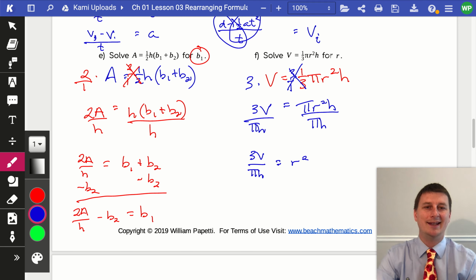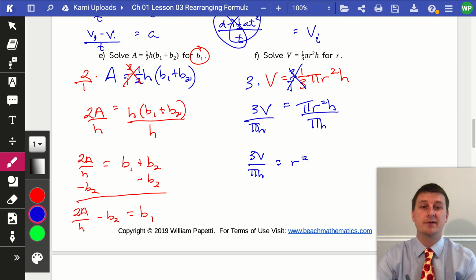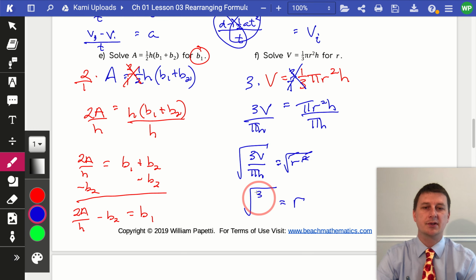But again, I want to get r by itself, not r squared. So I need to know how to undo a square. And my inverse operation of squaring a number is taking the square root of the number. So that will give me r is equal to, because the square root will undo the squared, r is equal to that whole big thing, the square root of 3v divided by pi times h. And this right here would be our formula with r isolated.